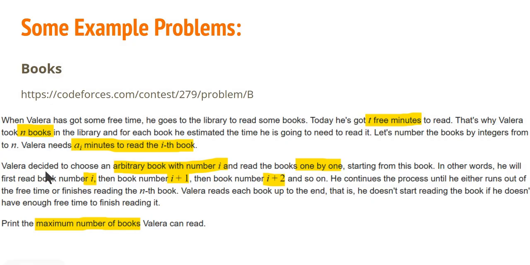Now, the task here is to choose an arbitrary book i, and read books one by one, so that, for example, i, i plus 1, i plus 2, and so on. So kind of like a contiguous window, a subarray. He continues the process until he either runs out of time or finishes the nth book, which means either I reach the end of the list or I reach the target. Remember, target is T, right? He reads each book to the end, so he doesn't start a book if he doesn't have enough time to finish it, and at the same time doesn't leave a book unread. So print the maximum number of books he can read.